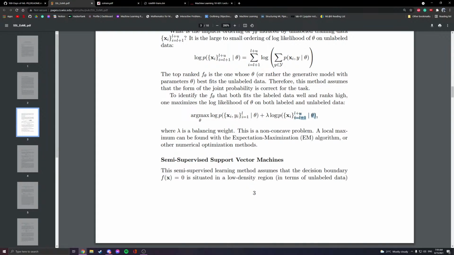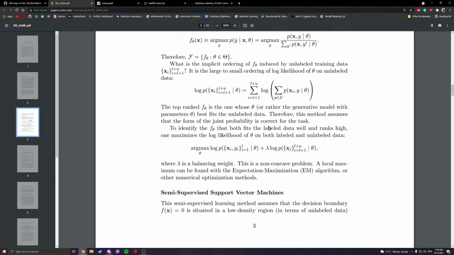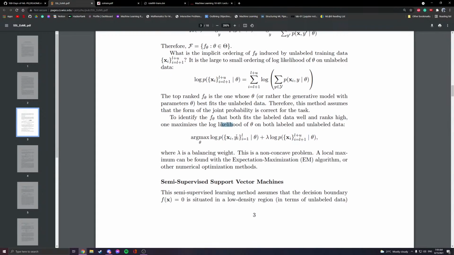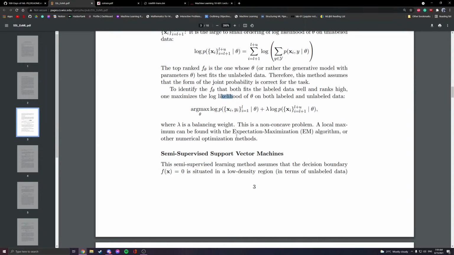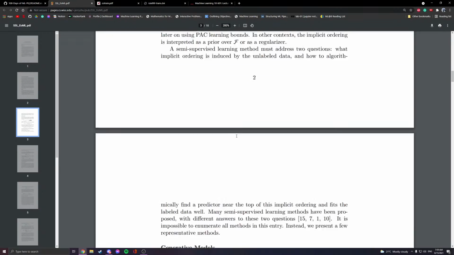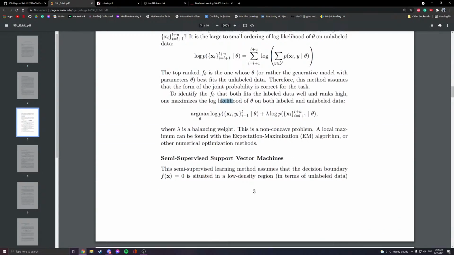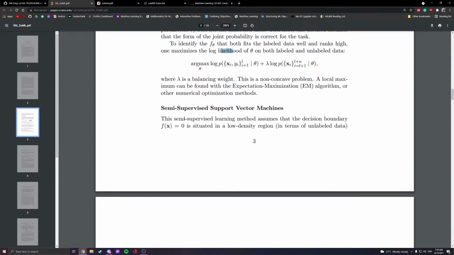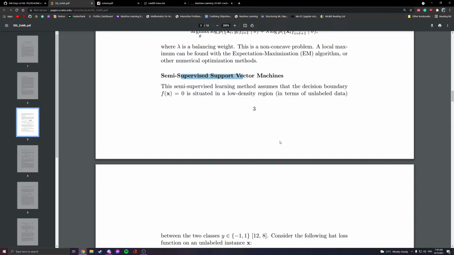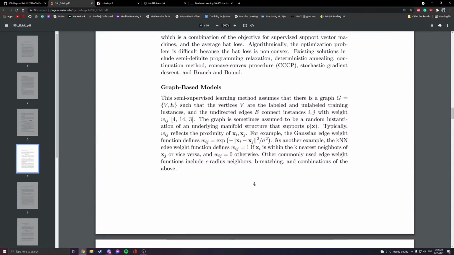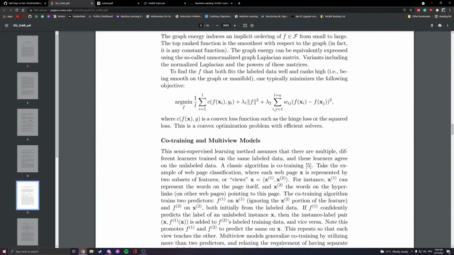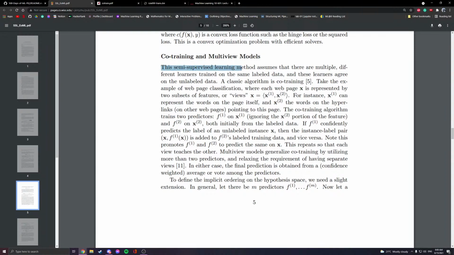Getting a little lost here. They're using logarithmic for likelihood. So this was for what? I don't know, just theory, I guess. Semi-supervised support vector machines. Something I can skip. Graph-based models. I need to read this. Multiple different trainers. Learners trained on the same level of data.